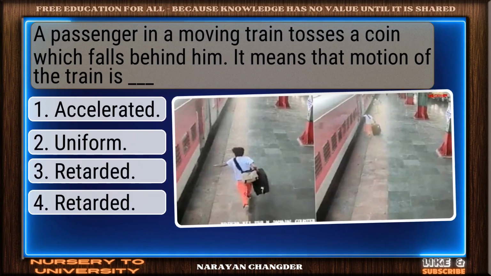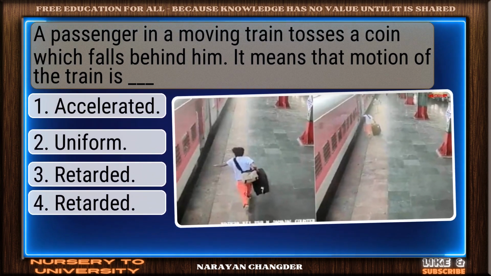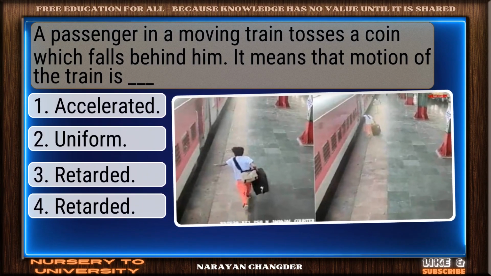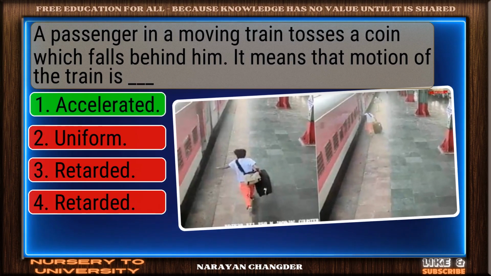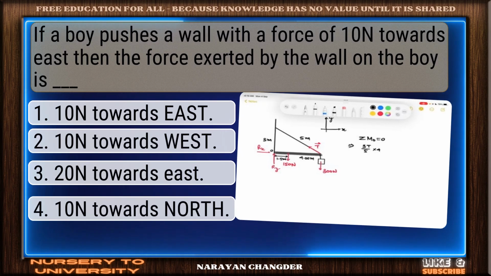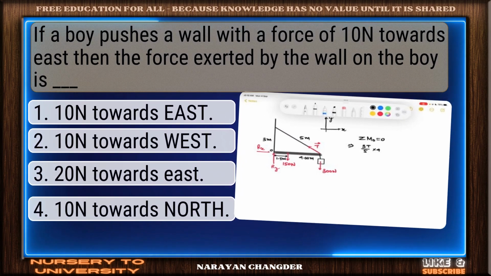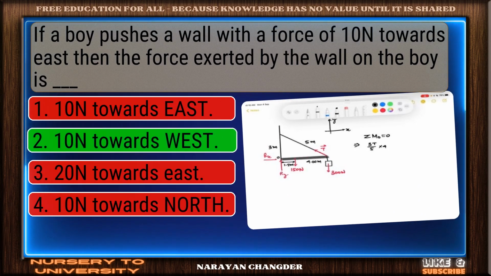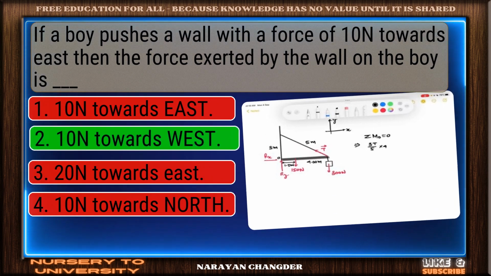Question number 88. A passenger in a moving train tosses a coin which falls behind him. It means that motion of the train is... Smart move. Accelerated is an accurate answer. Question number 89. If a boy pushes a wall with a force of 10N towards east, then the force exerted by the wall on the boy is... Smart pick. 10N towards west is the correct choice.